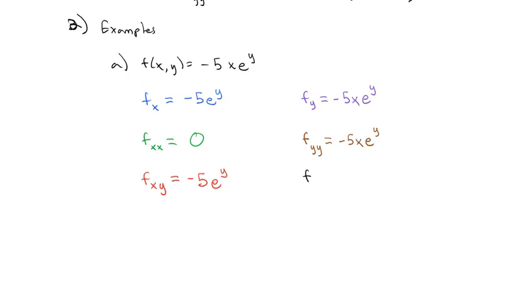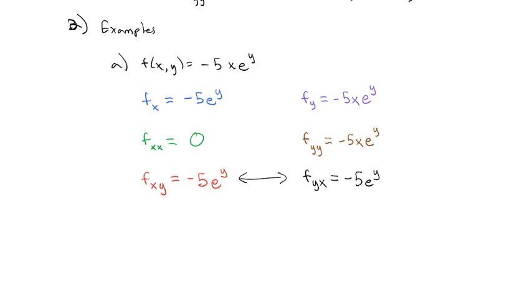We could also calculate the partial derivative with respect to y followed by x. So going back up to the purple, we start with the partial derivative with respect to y, and then we take the derivative of this function with respect to x. The derivative of the x is 1, and all that's left then is the negative 5 and the e to the y. And something interesting that you might note is the partial derivative with respect to x then y gave us the same answer as the partial derivative with respect to y then x. That's not an accident. That will continue to happen.